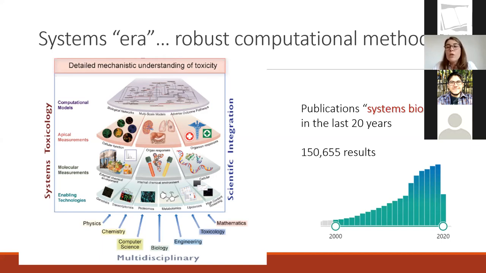I just put here, if you do a search in PubMed with the term systems biology, you're going to see 150,000 papers published in the last 20 years. And for sure, if you search machine learning or artificial intelligence, those numbers will be slightly lower, but they tend to increase in the next year. And this is really multidisciplinary work, so everyone can contribute.